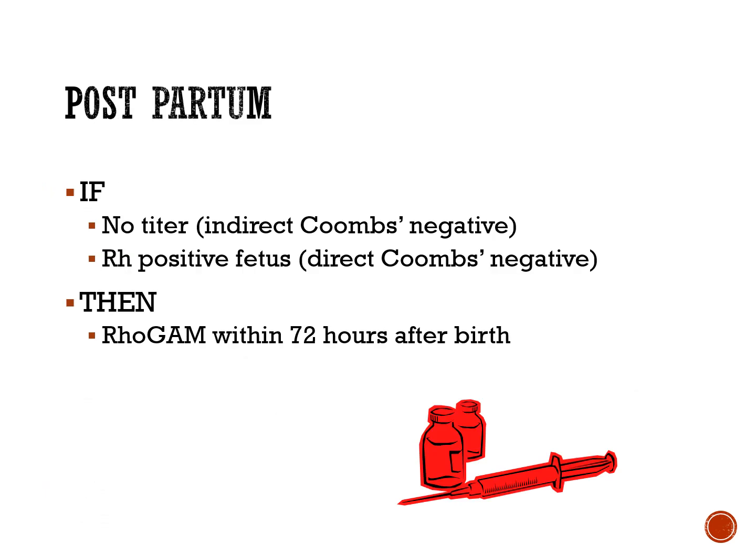Postpartum, if no titer, so if we don't have a direct Coombs, and you have an Rh positive fetus, then you're going to give 300 micrograms within 72 hours after birth. The woman does not have to have time to produce antibodies to fetal cells that enter her bloodstream when the placenta is separated. If for some reason the dose was not given at 72 hours, then it may be given up to 28 days post-delivery.